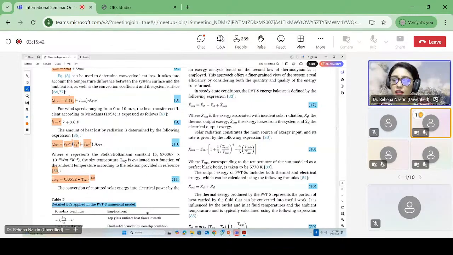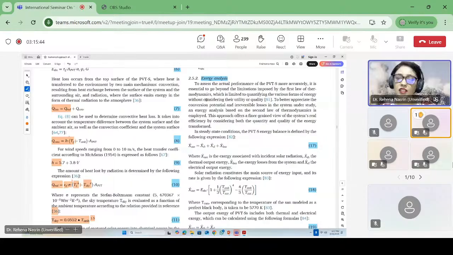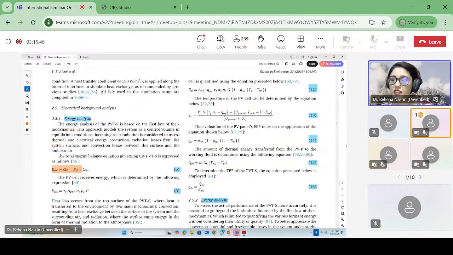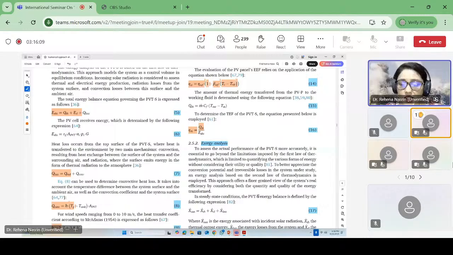And the detailed simulation part. Now energy and exergy analysis. This is the energy analysis. Equations 12, 13, 14, 15, 16, all these are energy analysis. This is the thermal efficiency. This is the electrical efficiency. And by adding thermal efficiency and electrical efficiency, we can find the overall efficiency of this equipment.